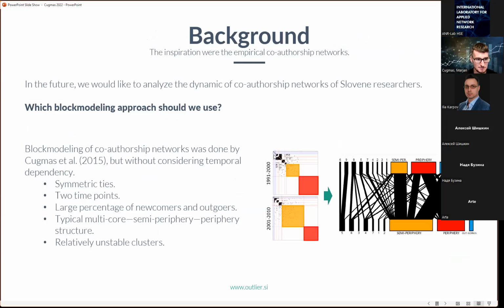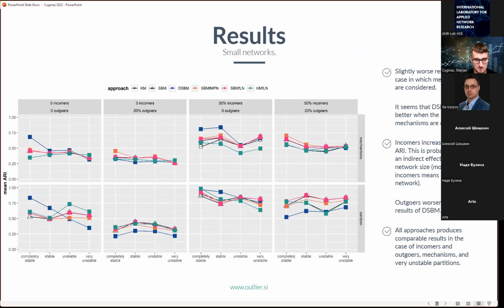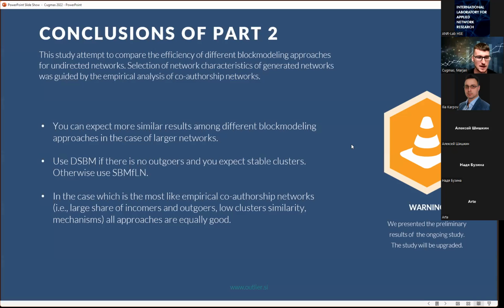So the answer to which block modeling approach we should use might be, for our case, that it doesn't matter because all produce quite similar results. But in general, you can expect more similar results among different block modeling approaches when you have larger networks. I would suggest using the dynamic stochastic block modeling approach if you do not have any outgoers and if you expect quite stable clusters in time. Otherwise, use stochastic block modeling for linked networks.